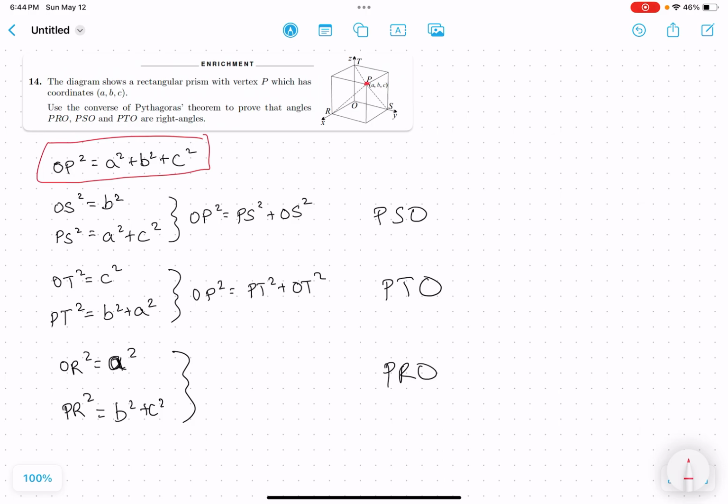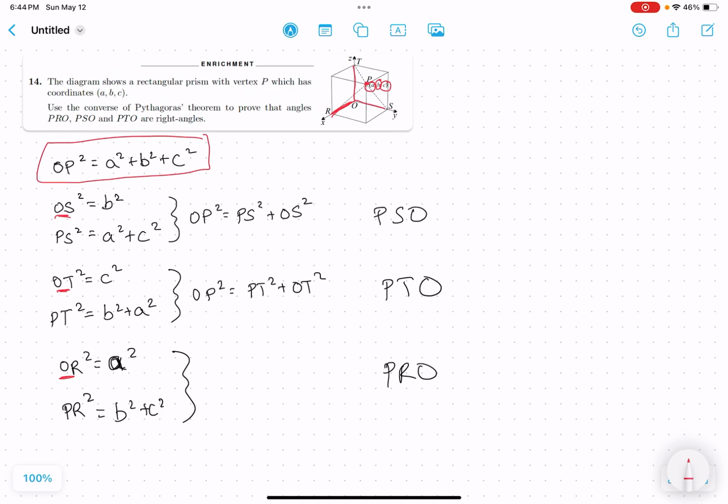Now, OS is just from the origin along the y-axis, so we just pick the y part, which is b. So OS squared would be b squared. If I pick OT, that's just on the z-axis, so just up. So I pick the z part, that's just c up, so that would be c squared. And OR is just on the x-axis, so pick the x, which is a. So OR squared is a squared.